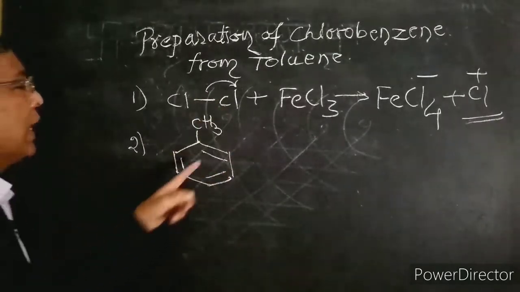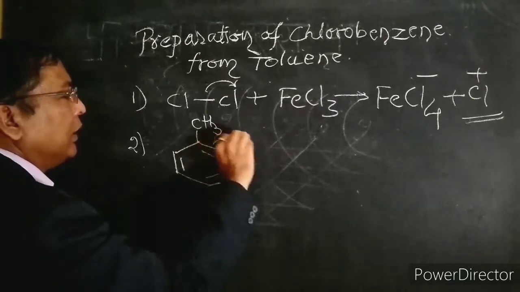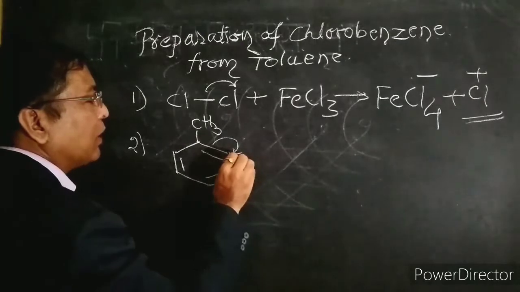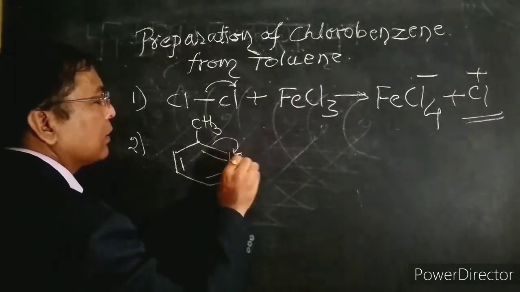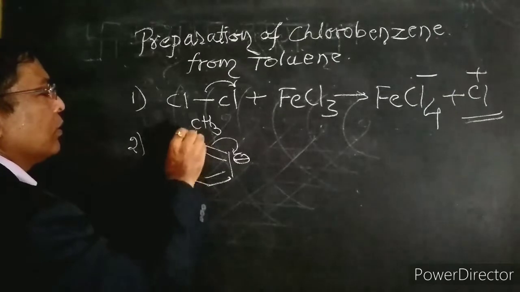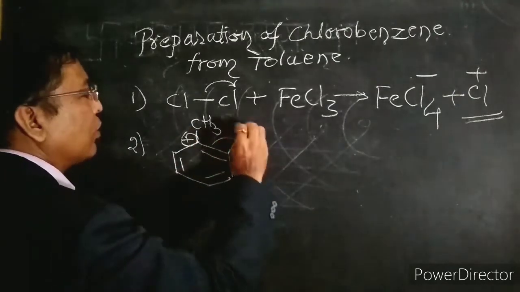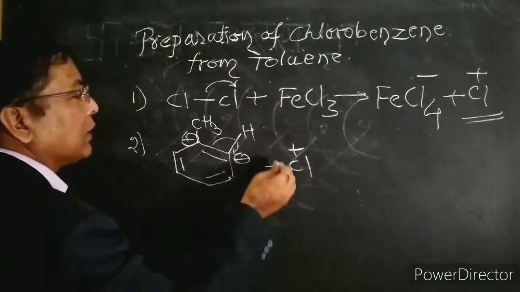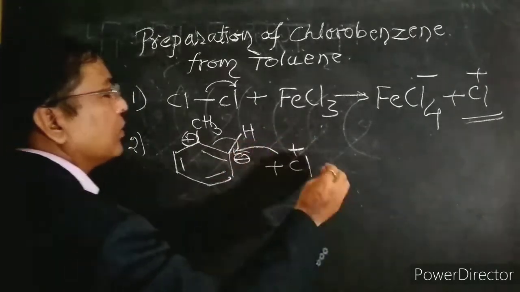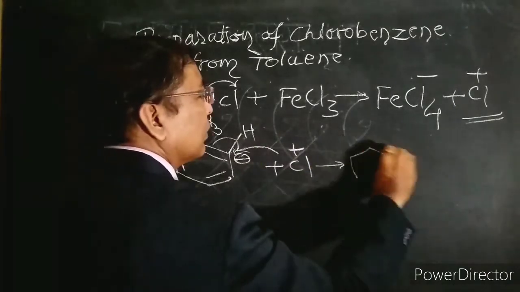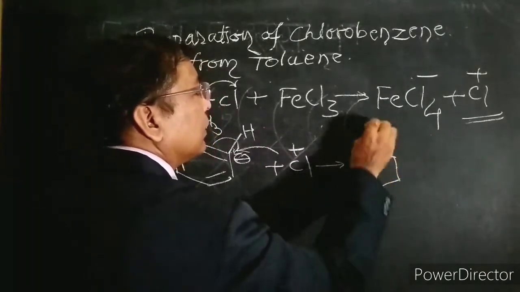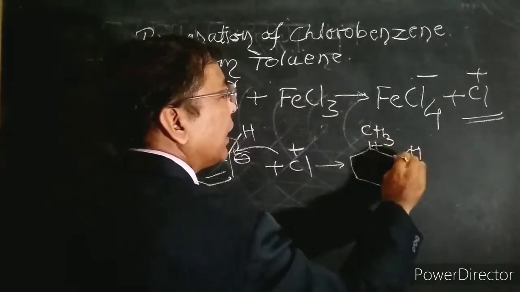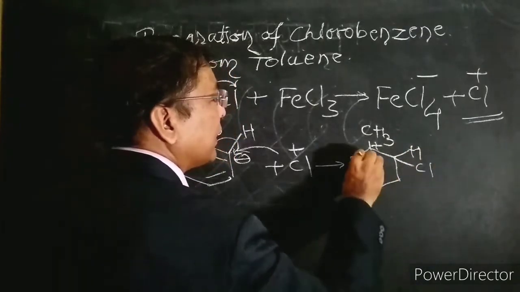the double bond breaks unsymmetrically and it gives the negative charge here. So this carbon becomes minus and this carbon becomes plus. One hydrogen is also present here. Now the electrophile Cl plus will attack this carbon atom. So we get this is CH3 and this carbon is positive, here hydrogen is there and here attack of the electrophile has taken place.